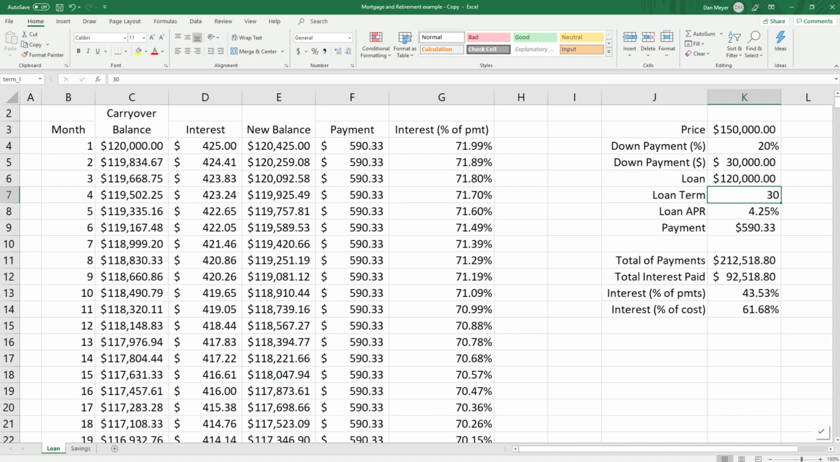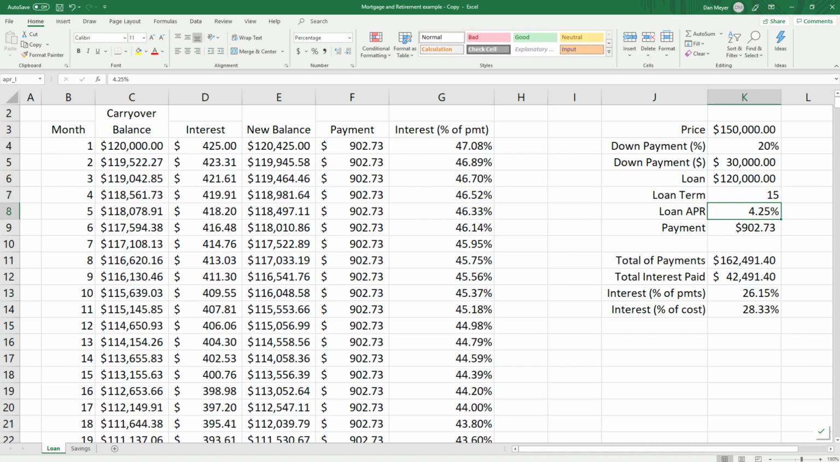Now, if we shorten the loan term here to 15 years instead, notice right off the bat, the percent of your payment that's going towards interest is much, much smaller. So that's why the shorter term loans, if you can manage it, that's the way to go. Obviously, your monthly payment goes up significantly from about $600 to about $900. So your payment increased by 50%.